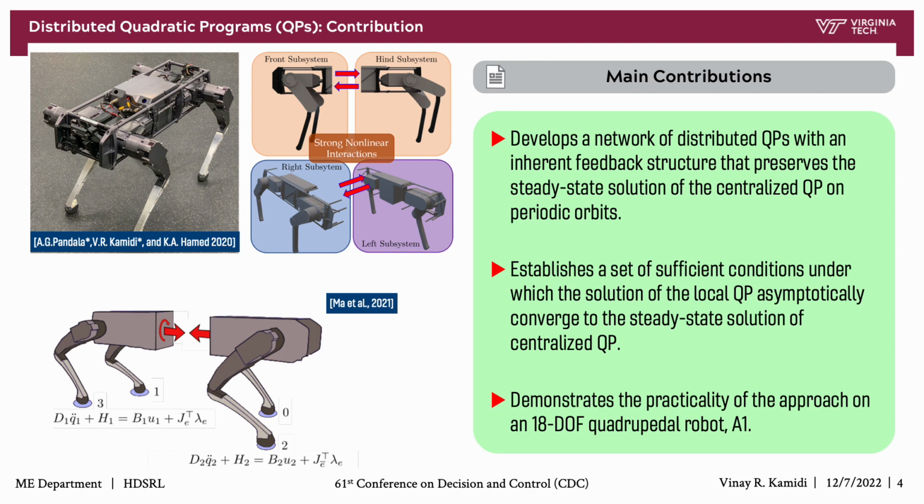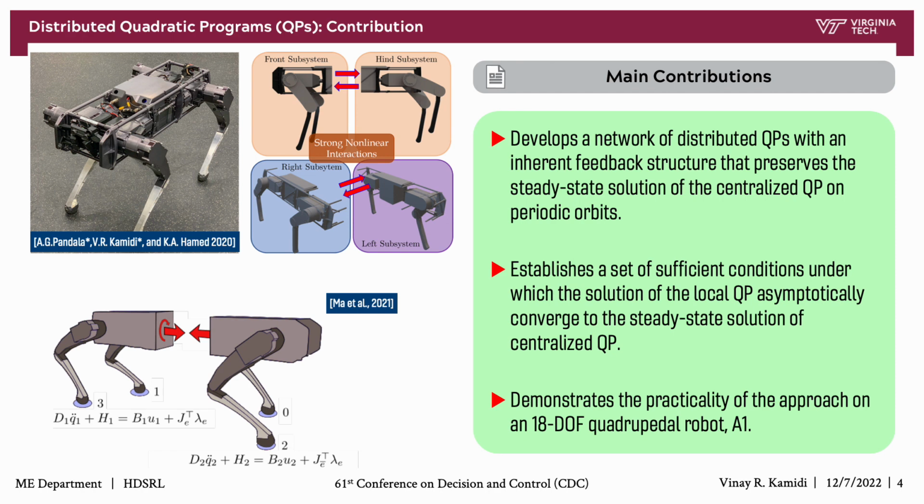In the second work, while a control Lyapunov function-based distributed quadratic program formulation was presented, it was condensed to a model-free QP in order to be able to implement on hardware. Contrary to these contributions, in this work we present a network of distributed QPs with an inherent feedback structure that preserves the steady-state solution of the centralized QP on periodic orbits.